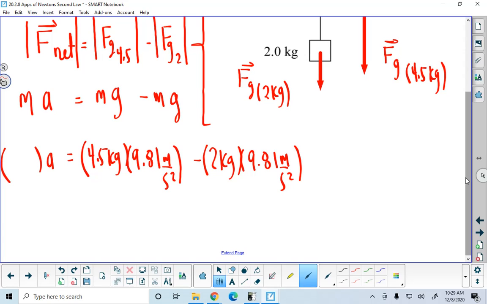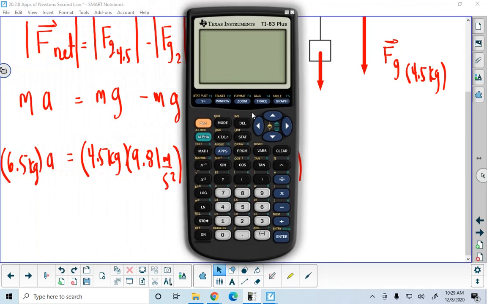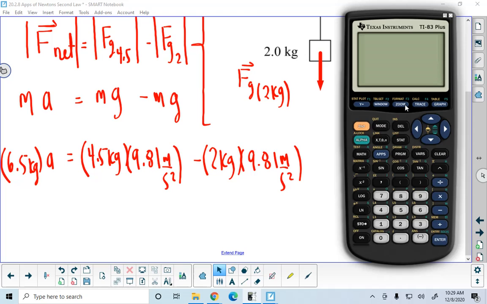It is, in fact, Evan, 6.5. Ben, you got it as well. Because when you talk about what's accelerating, both of the masses are accelerating. So we're going to put the total mass on the other side. This is not really a difficult question, but you need to know how to solve it before you do it on your own. So we're going to calculate the difference between the gravitational forces. 4.5 times 9.81 minus 2 times 9.81.